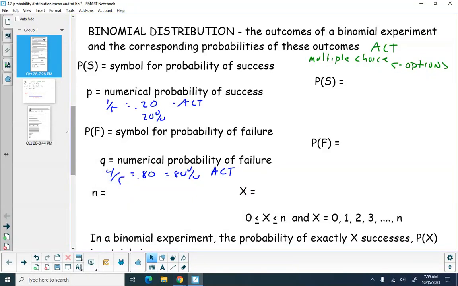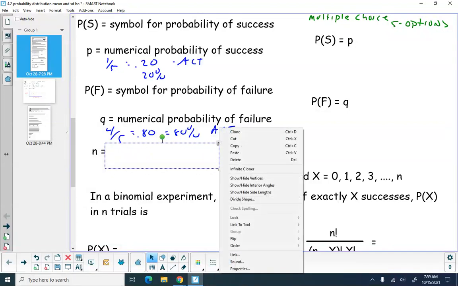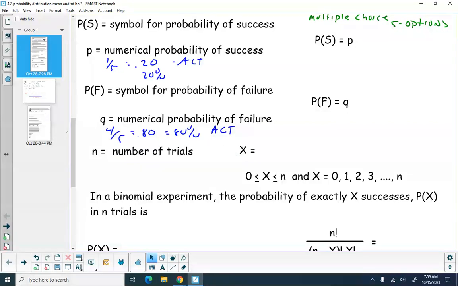P of S, the probability for success, is p. The probability of failure is q. Once again, it's just a numerical value. What is my percent chance of getting correct or incorrect? n is your number of trials. How many trials? We had 10 ACT questions that we were guessing on, so n would be 10. How many trials would you have?